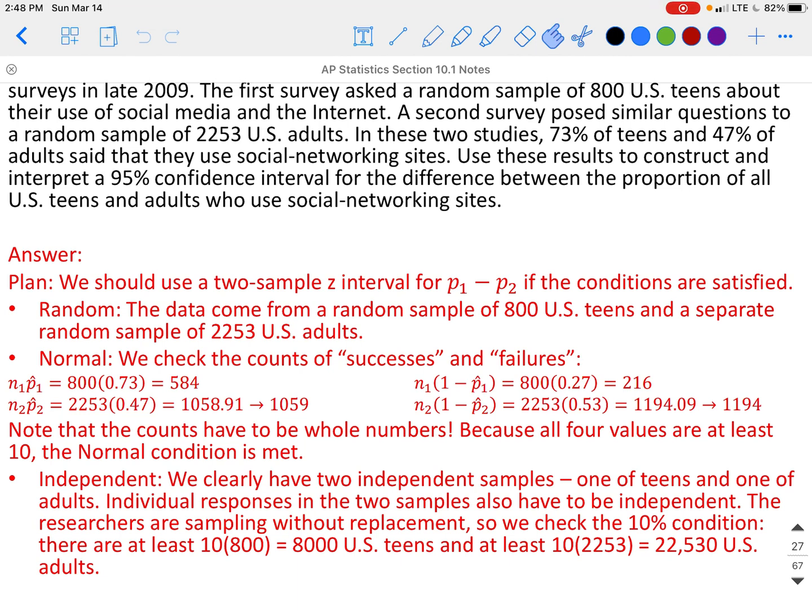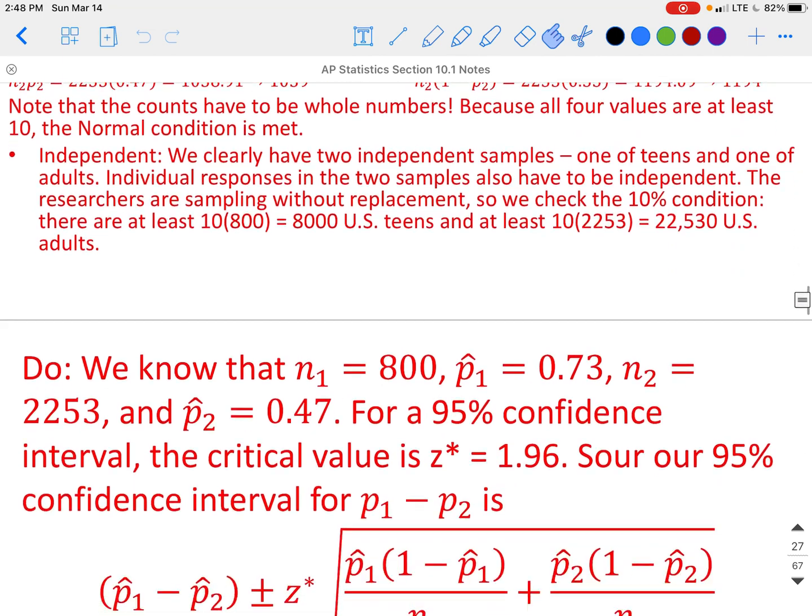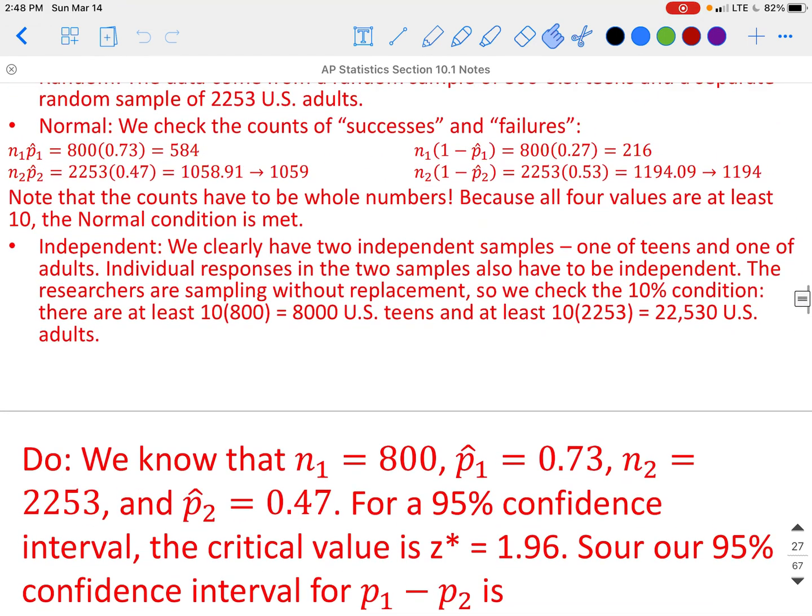Next is the do, where we're actually going to do the calculations. We know that our sample size for population 1 is 800. We know the probability of success for that sample is 73. We know the sample size for the second population, the adults, is 2,253, and their probability of success was 47.